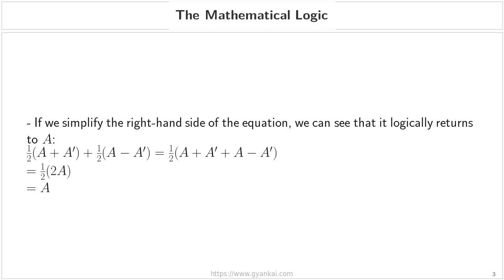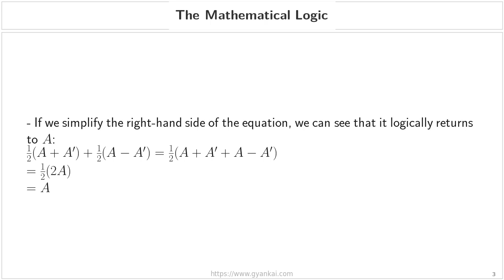Looking at the first line of the derivation, we start with 1/2 of the quantity A plus A transpose, added to 1/2 of the quantity A minus A transpose. By factoring out the common term of 1/2, we can combine these into a single expression: 1/2 of the quantity A plus A transpose plus A minus A transpose.